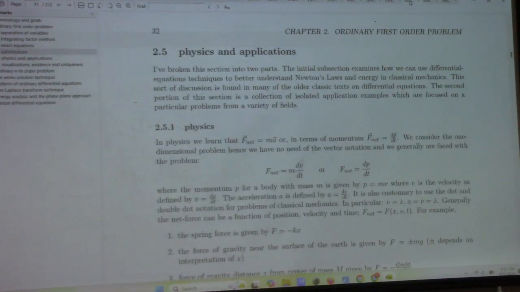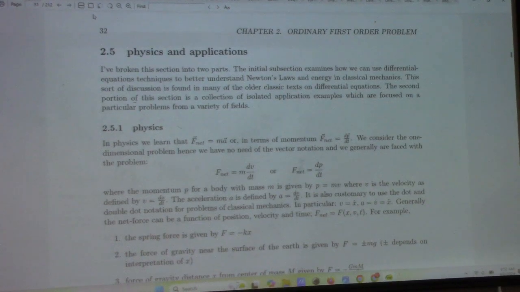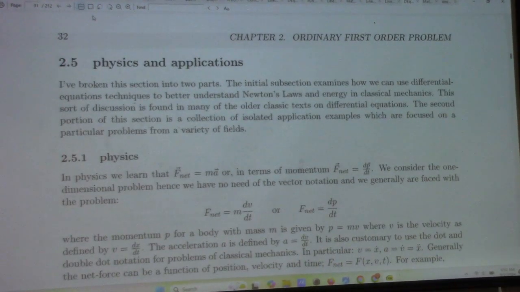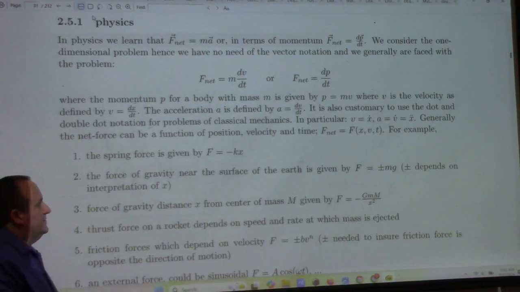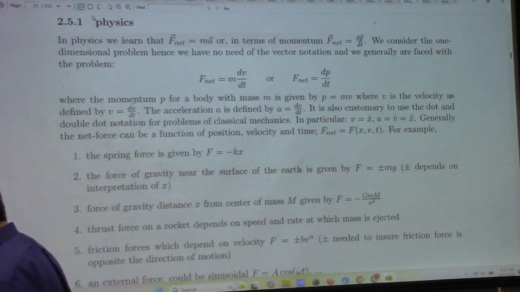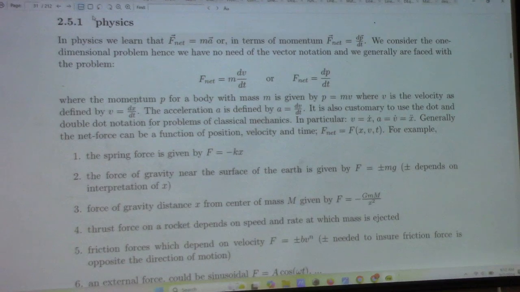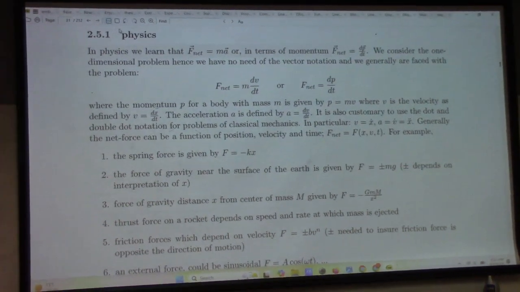So section 2.5 in my notes is physics and applications. In this, I point out some perhaps obvious things, namely that most of physics is solving a differential equation, right?